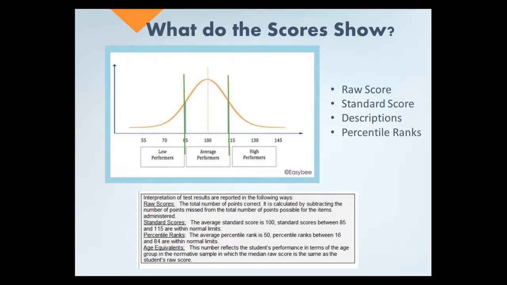We've got percentile ranks, which compares a student's standard score to another child his or her age. If a child has a percentile ranking of 80, it would tell us that 80% of the students who took the same test received the same or lower score.